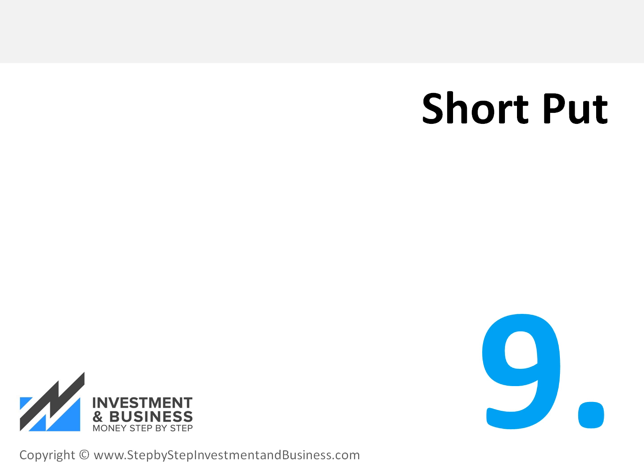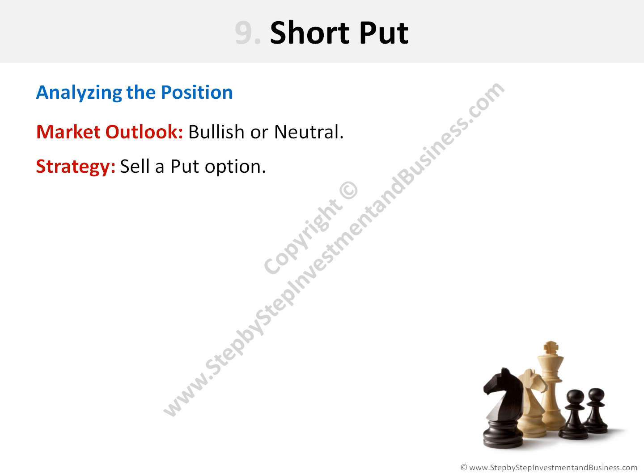We begin with Chapter 9. In this chapter, we will analyze in detail the short put position. The short put position is used when the market outlook is bullish or neutral. The strategy consists of selling a put option.